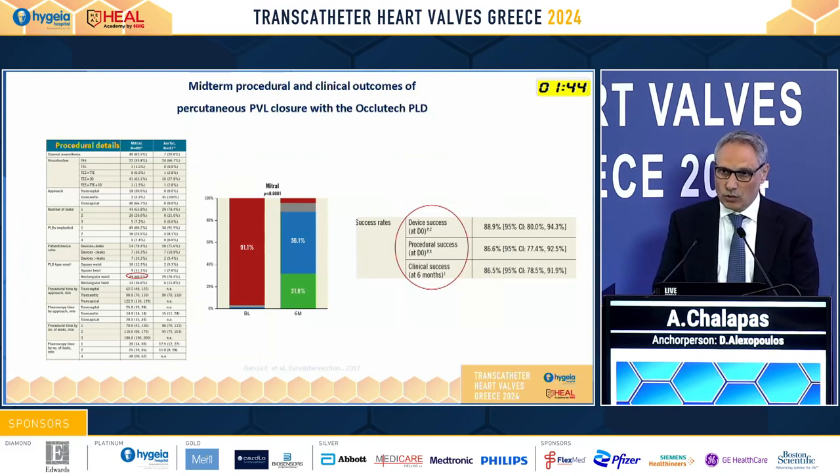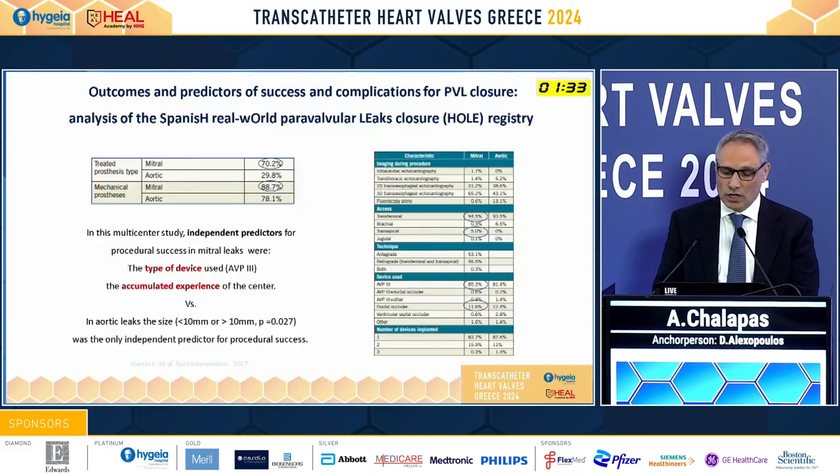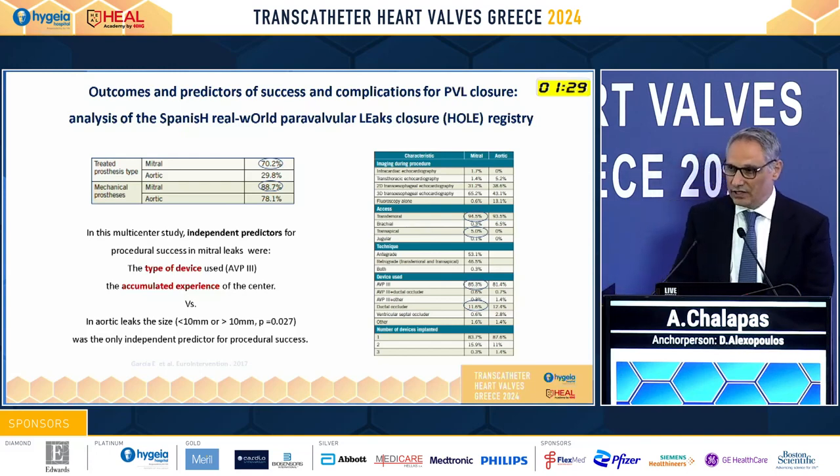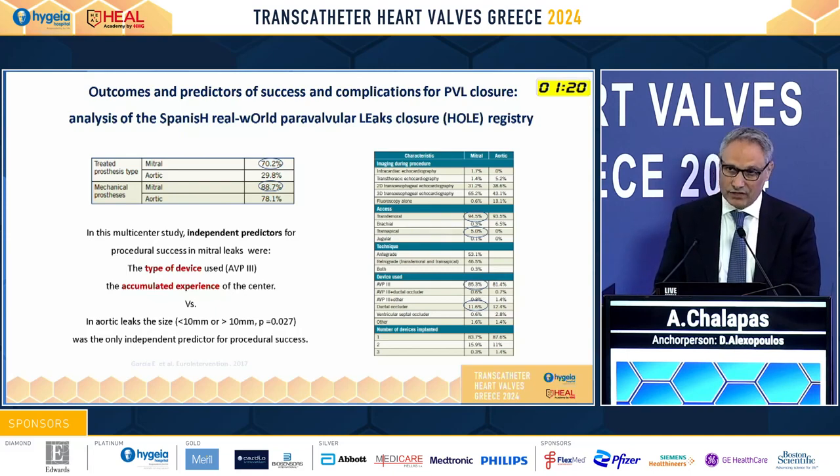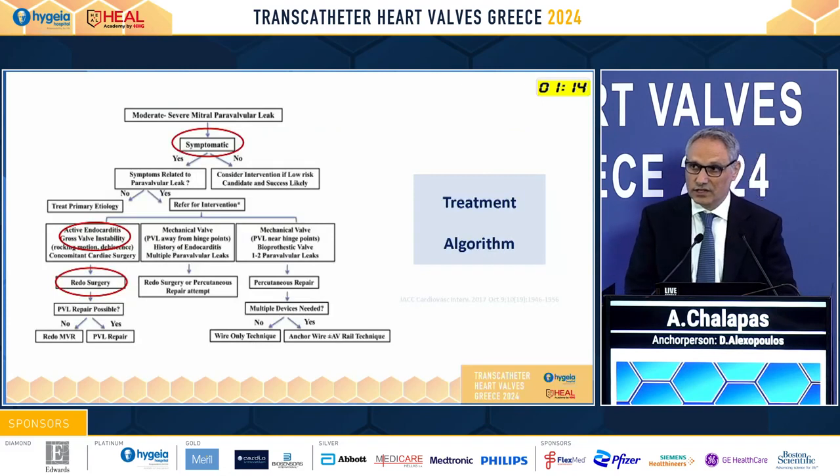Data coming from the Occlutech showing that the rectangular in-shape device is the most common in use, up to 70% of the cases, and that the device, procedural and clinical success were in most of the cases 90%. And of course, regarding the predictors, we always have to think of the type of the device and the experience of the center. These are data coming from Spain, from the whole registry, as opposed to the para-aortic defects, where the size is the only independent predictor for procedural success.